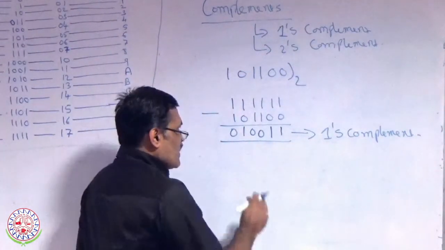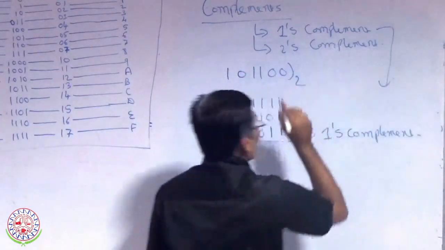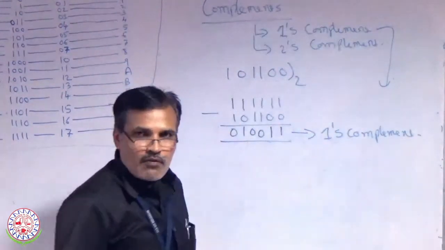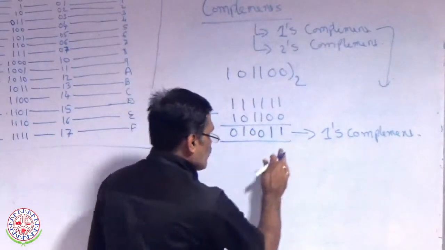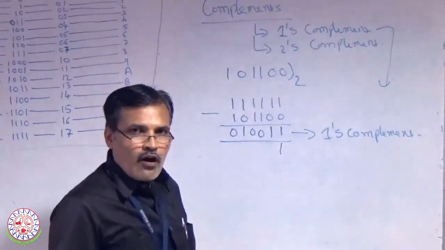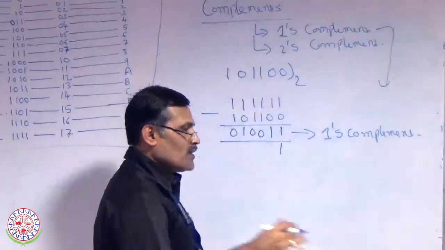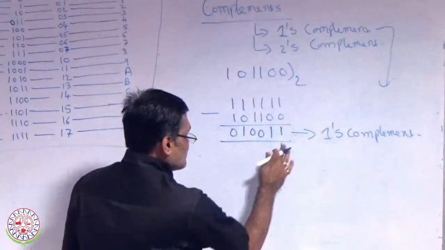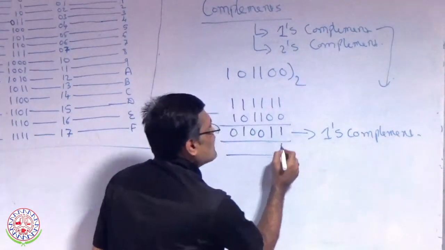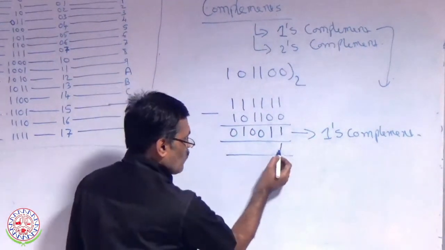Now, what about the twos complement? We have found the ones complement of the given number. In the same way, if you are asked to find the twos complement of this given number, what you need to do is add 1 to the least significant bit of the ones complement number that is generated. That itself is your twos complement. Now this is the ones complement that is generated. Now I will add 1 to the least significant bit of the result of the earlier subtraction. So this is 1 I have added here.